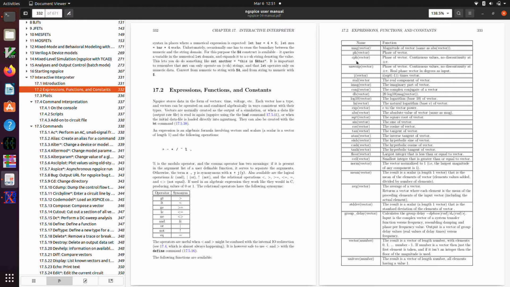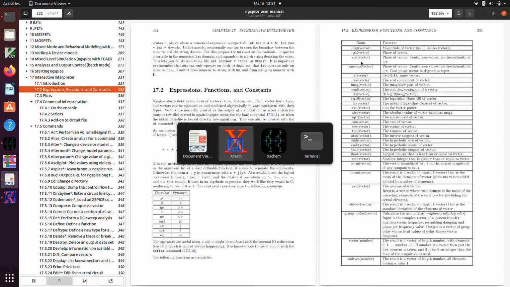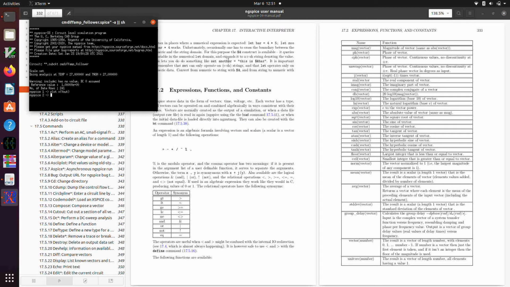And so what we would like to plot is probably going to be dB of V out and cph of V out. But this is going to turn out to be in radians, and so if we want that in degrees, we can multiply by 180 and divide by pi. And so we can get what we want by saying plot dB of V out and 180 times cph of V out divided by pi.